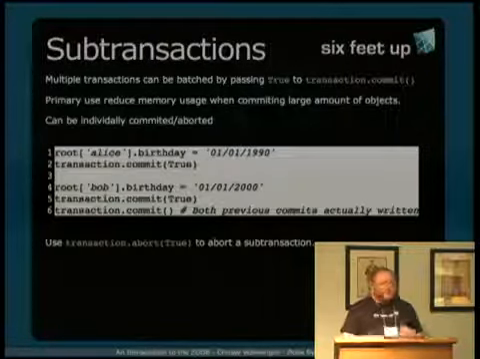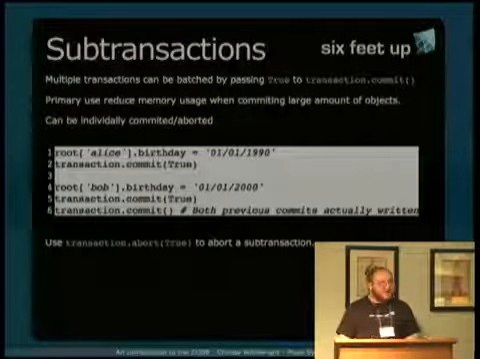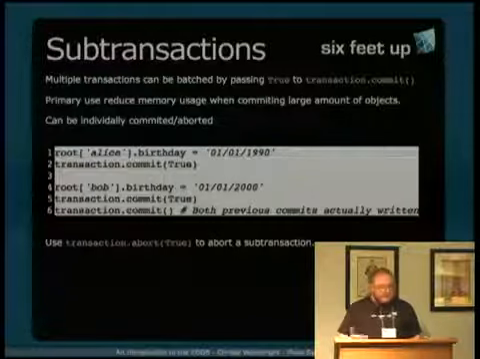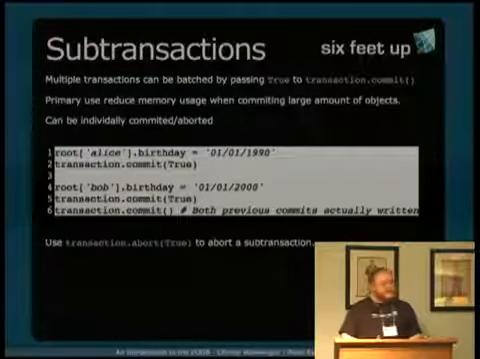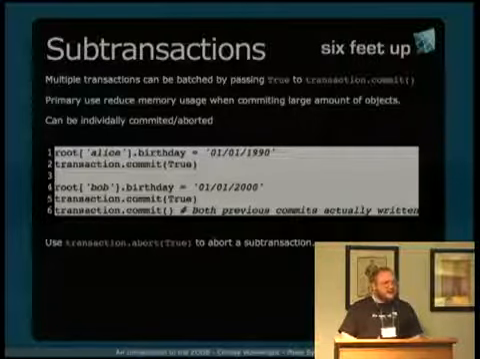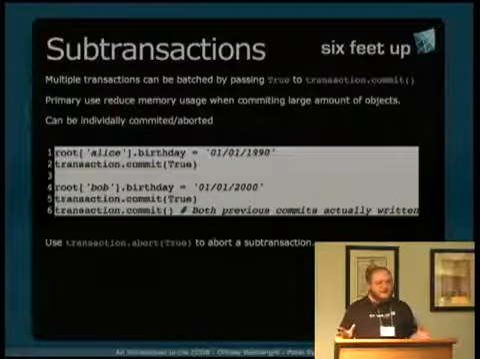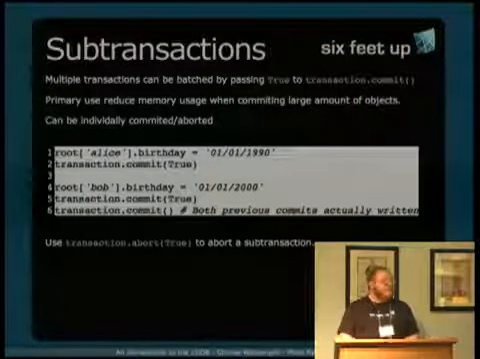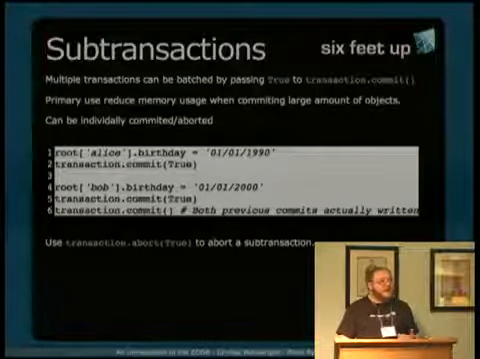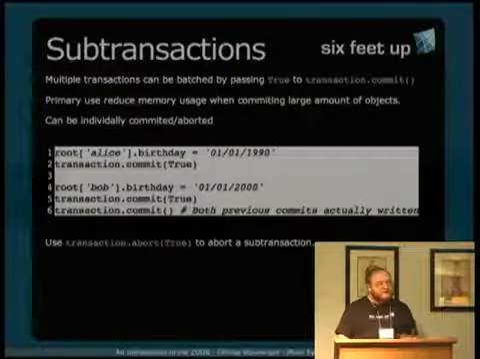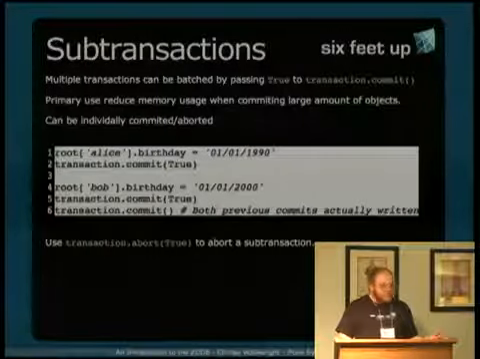So say you've got 10,000 objects that you need to update, but you don't want to pull those all into memory at once. You can loop over them and call transaction.commit and pass in true to get subcommits each time. If any of those subcommits fail, then the whole commit fails. Or if any of those subcommits are aborted, then the whole commit will be aborted.